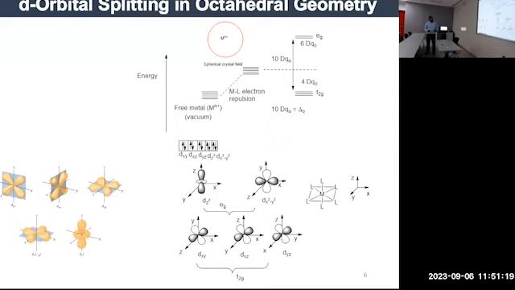So 4 Dq is basically the energy of each t2g electron, and 6 Dq is the energy of each eg electron. Now, for the d orbitals, as you all know, a maximum of 10 electrons can be accommodated.